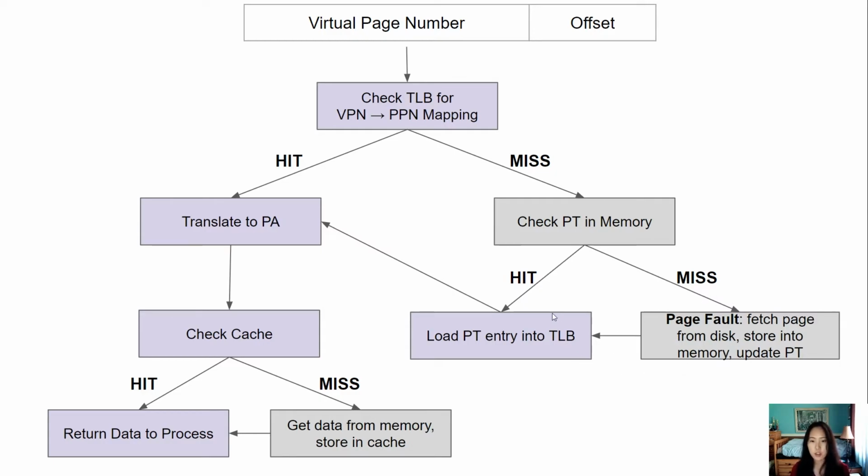Once this is finished, we can go and load our page table entry into our TLB, translate our virtual address to our physical address using the mapping, and then now that we have our physical address, we can check our cache whether it has the proper data block, and if it doesn't, we get the data from memory, store it into the cache, and then finally we can return our data to the process that requested it.